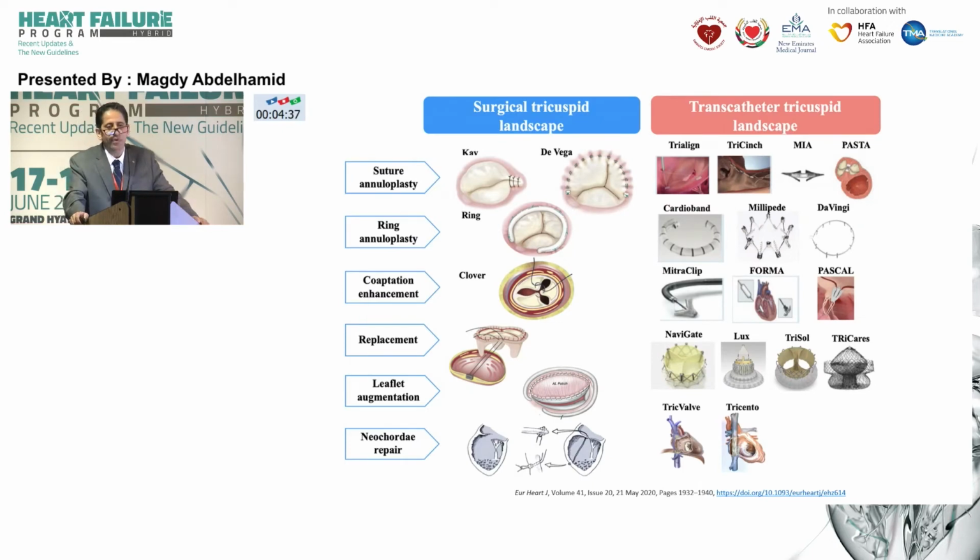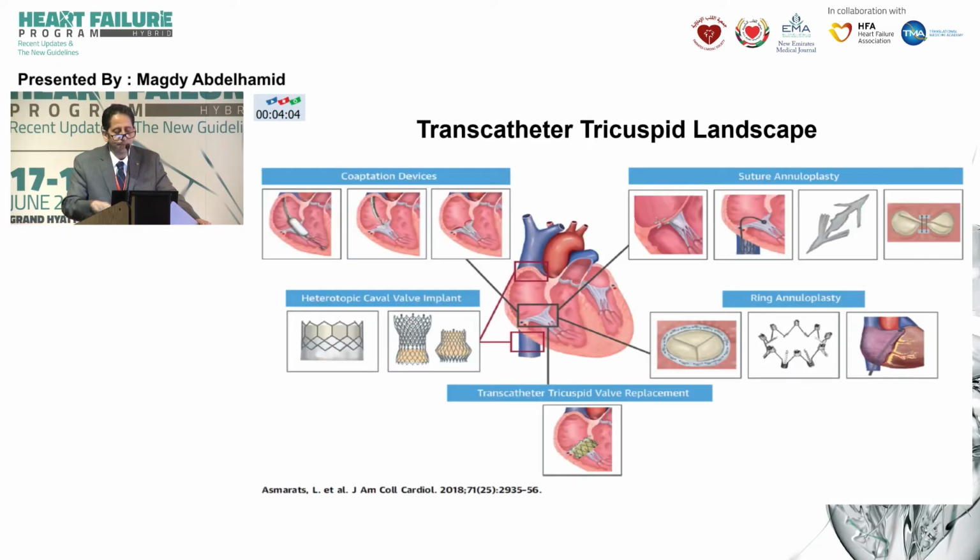So now we have different therapeutic modalities for tackling the tricuspid valve. Either a surgical approach, and this includes suture annuloplasty, ring annuloplasty, coaptation enhancement, replacement, and leaflet augmentation. And on the right, you can appreciate the wide landscape now available for transcatheter tricuspid valve therapy, either repair by different devices like PASCAL, MitraClip, and CardioBand, or tricuspid valve implantation and replacement.